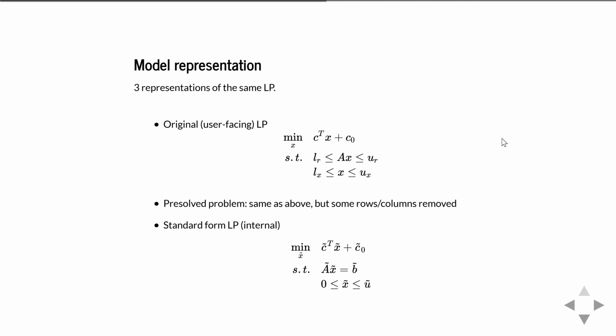The second representation is a pre-solved problem. It's in the same form as the user-facing one, it just has fewer rows and columns because those were removed during pre-solve. And finally, the form that is passed to the optimizer is a standard form LP. This means that we go from the original form to the standard form by writing everything in terms of equality constraints and non-negative variables with potentially finite upper bounds.